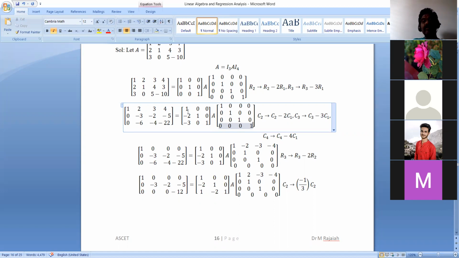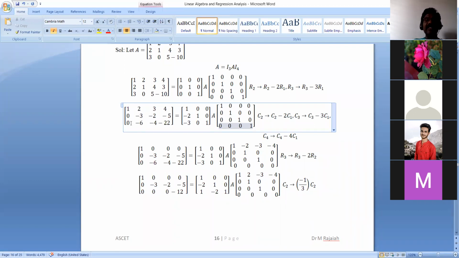0 minus 1 into 2 minus 2. 0 1 minus 0, that is 1. 0 minus 0, that is 0. And in the same way, the operation on R3 is, in place of R3, R3 minus 3R1.